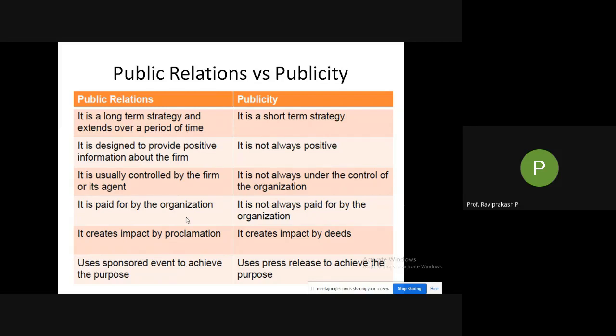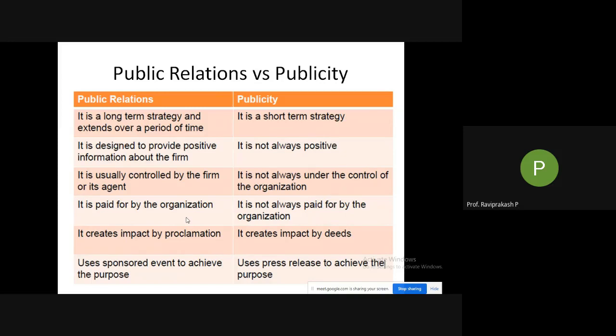Here, they claim that I have done it. I have donated so much there. I have donated to the army's welfare fund or the police welfare fund. So all these things, if they are proclaiming, they are basically using it for PR, to have a good image. But many companies do all these things and don't say anything. But later on, it comes out. That is called publicity.